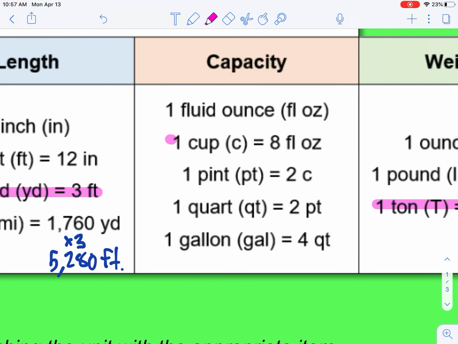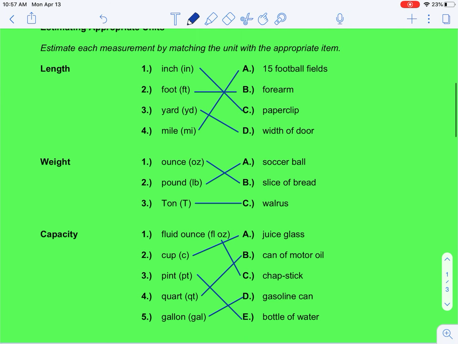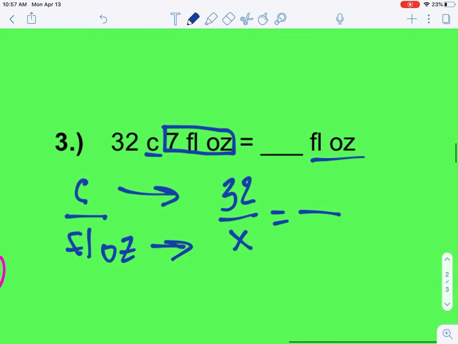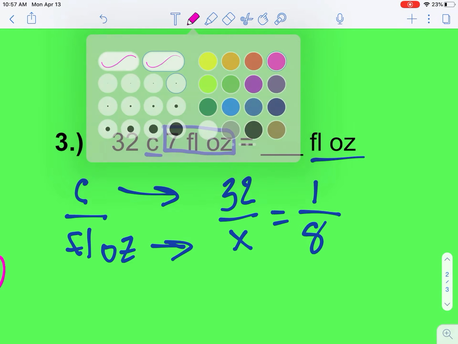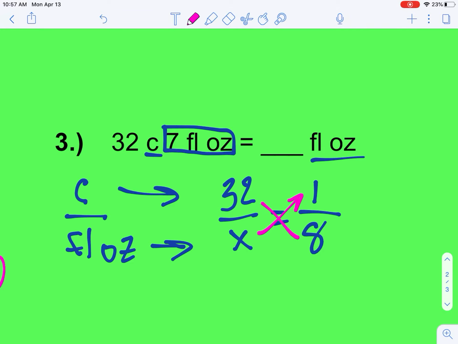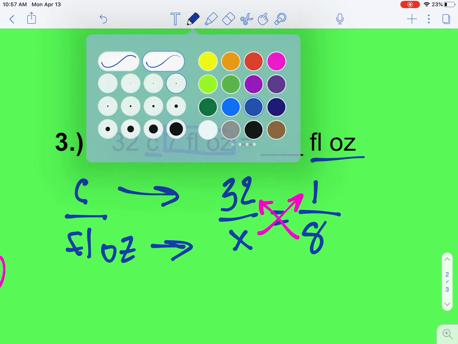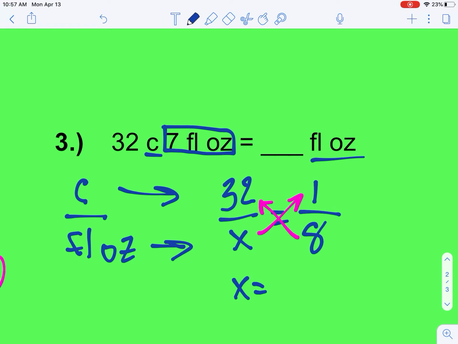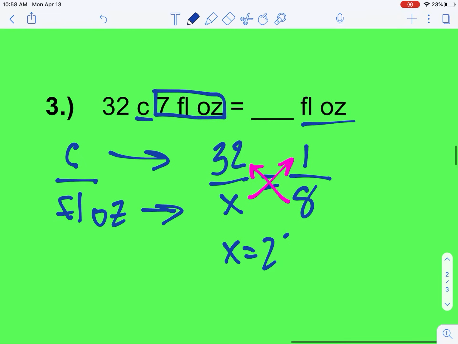And here it is right here. So 1 cup is 8 fluid ounces. So the 1 goes on the top because I want to keep cups on the top and 8 goes on the bottom. Fluid ounces stay on the bottom. I'm going to go ahead and cross multiply, and again it's a pretty easy one because 1 times x is just x, and then 32 times 8 is 256 fluid ounces.